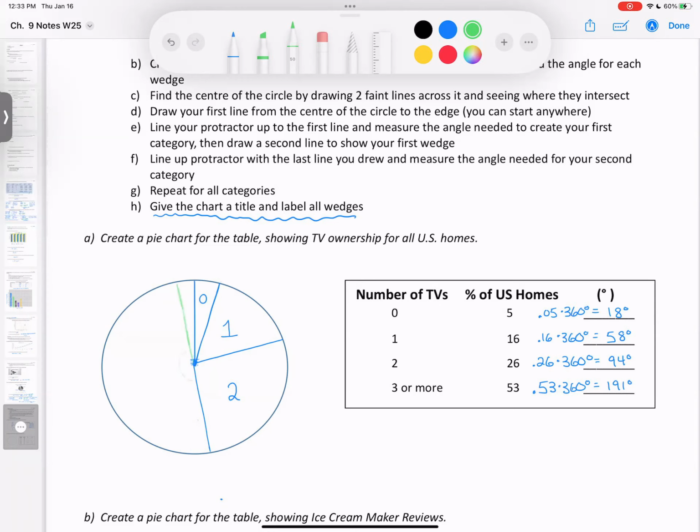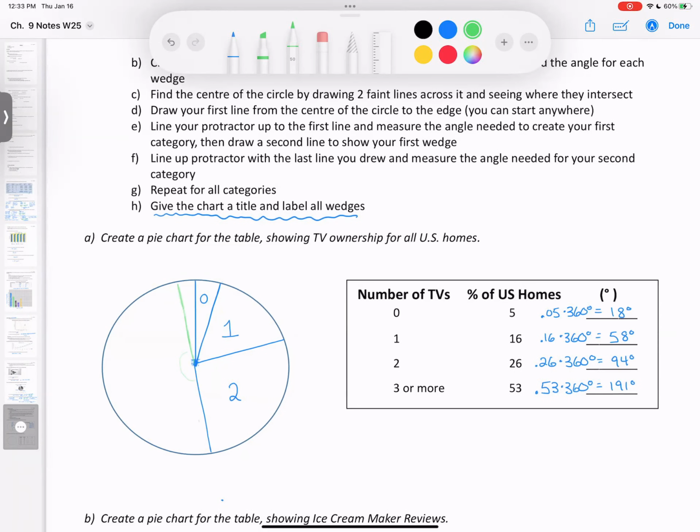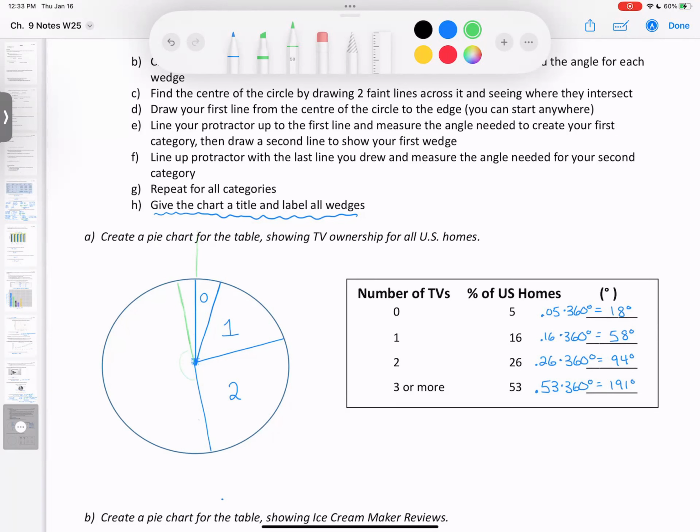And so then just to double check and make sure everything's working out the way it should, we can measure that final one. It should be around 11. I'm going to extend this line just so I can measure it on my protractor. And what do I get? I get about 12 degrees, which is pretty close. So we are on the right track. As long as you're plus or minus about 2 degrees, I'm happy with that because protractors aren't completely accurate.